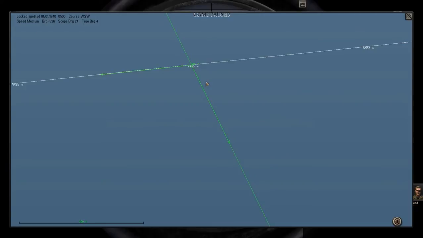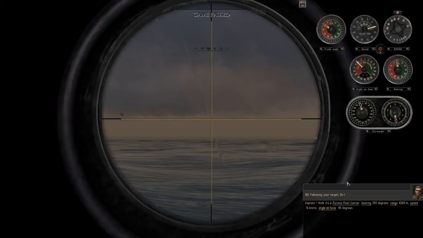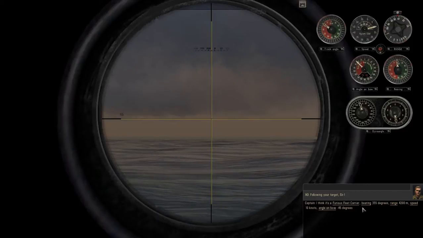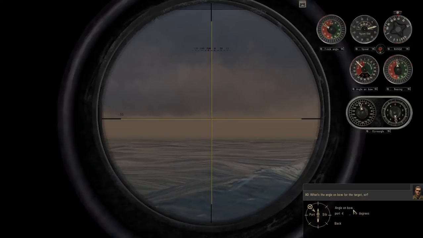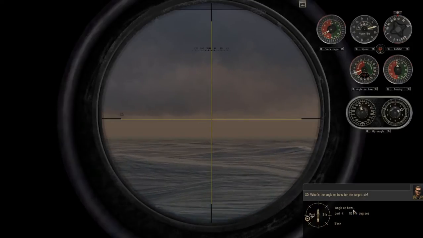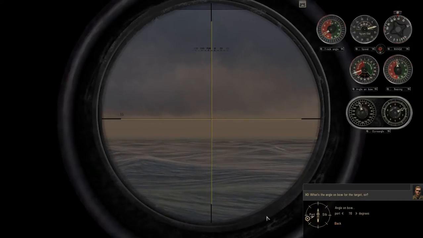Okay, so in that point, I'll see the ship at a 110 degrees angle on bow on his left side, because he's traveling from right to left. So I'll see the ship 110 degrees angle on bow on left side. So okay, I'll just put here angle on bow 110 degrees. You see, 110 degrees on the left side back.